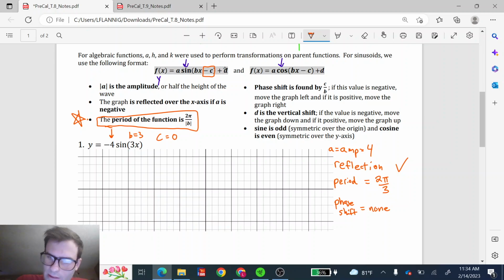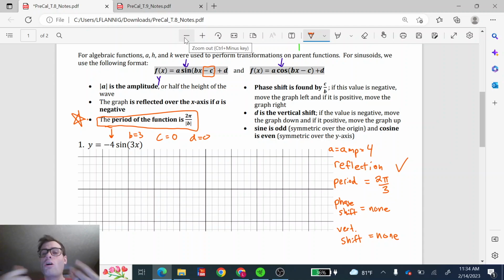And then there's a vertical shift. This is the idea of moving the graph up and down, but because d is also equal to 0, there's nothing being added or subtracted over here, so this is also none. So there are 5 things that you need to know before you start graphing: amplitude, reflection, period, phase shift, and vertical shift. And this is going to be dealing with cosine, sine, tangent, cotangent, cosecant, and secant. They're all going to use these things in common. The period and phase shift might be found a little bit differently in different kinds of functions, but they're all going to be the same idea.